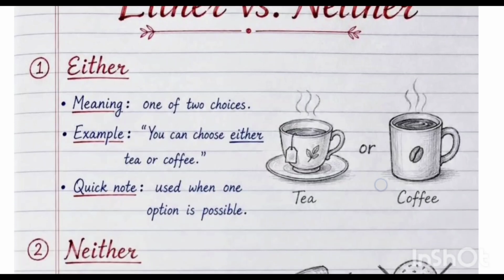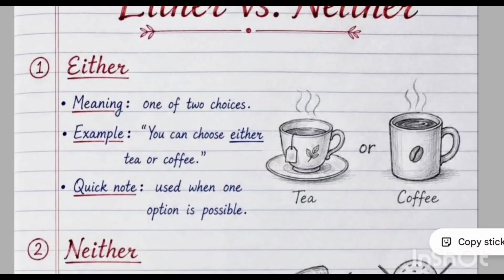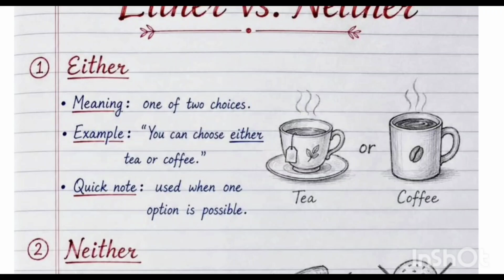Either. It means one of two choices. As you can see in the picture, there is a tea and there is a coffee, and in between them there is the word or. You all know the meaning of or. So what does the picture explain to us? It explains that we can choose either a tea or a coffee. As the example is given, you can choose either tea or coffee. So where do we use either? It is used when only one option is possible.